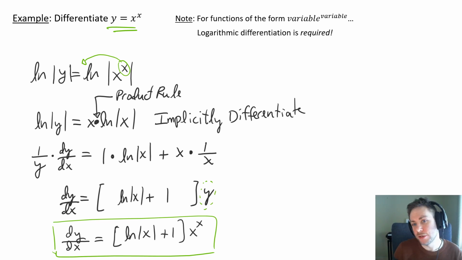In quick summary, there are really two situations where you should think about using logarithmic differentiation. This method is helpful when your function contains a lot of products and quotients. And this method is necessary when your function has a variable raised to another variable.